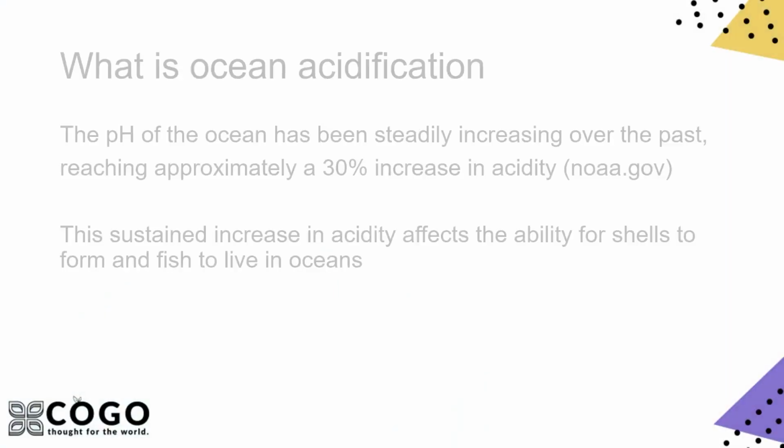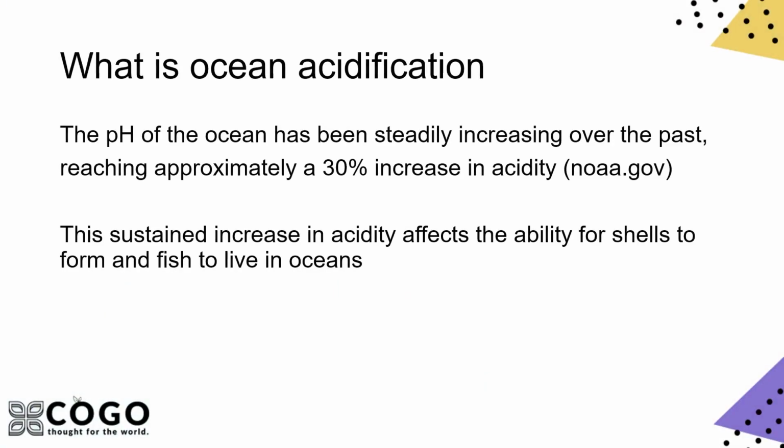Well, ocean acidification has something to do with the pH level of the ocean, which has been steadily increasing over the past, reaching approximately a 30% increase in acidity. This sustained increase in acidity affects the ability for shells to form and fish to live in the oceans.